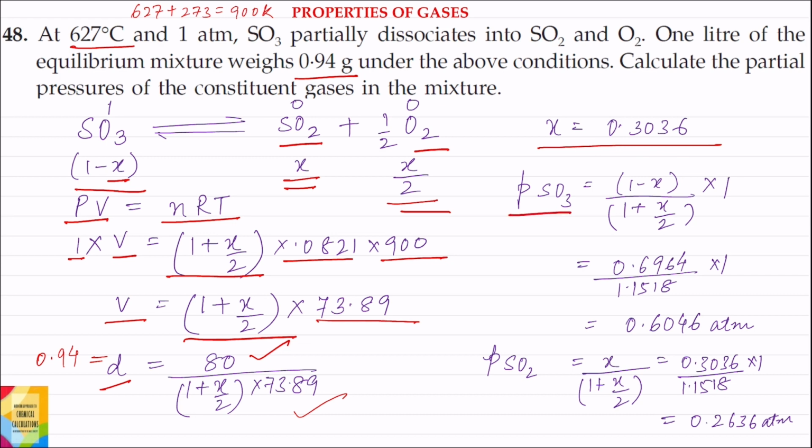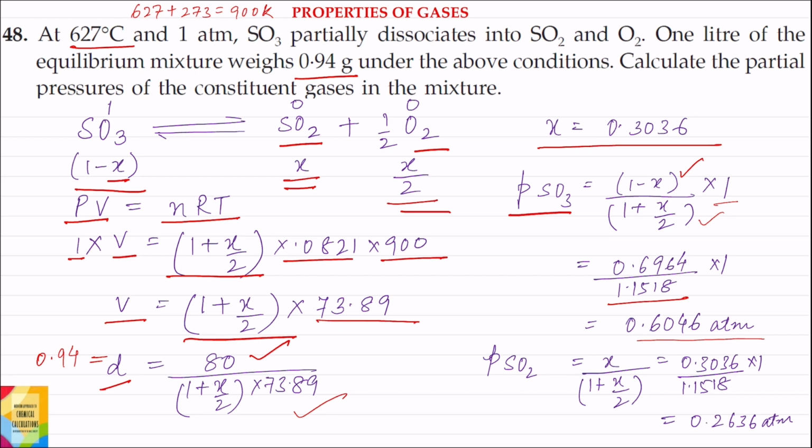Now partial pressure of sulfur trioxide will be equal to moles of sulfur trioxide at equilibrium, that is 1 minus x, divided by total number of moles, that is 1 plus x by 2, into pressure, the total pressure, that is 1 atmosphere. So 1 minus x will be 1 minus 0.3036, that is 0.6964, divided by 1 plus x by 2, putting the value of x, 1 plus x by 2 is 1.1518, into 1. Solving, partial pressure of sulfur trioxide is 0.6046 atmosphere.